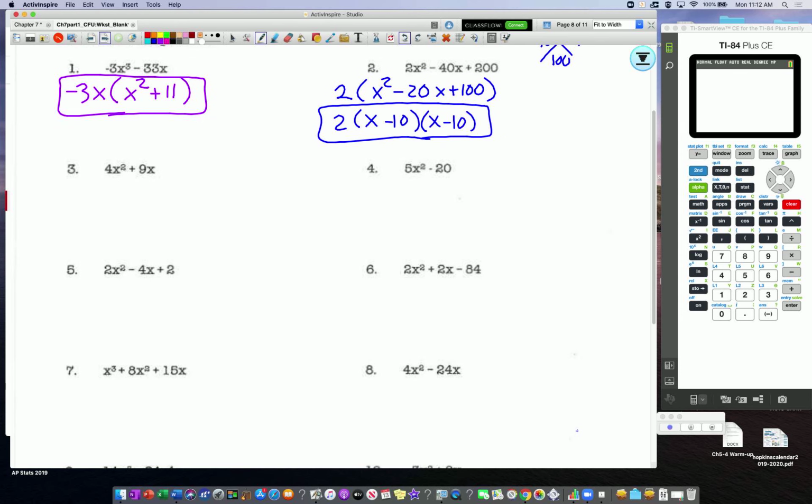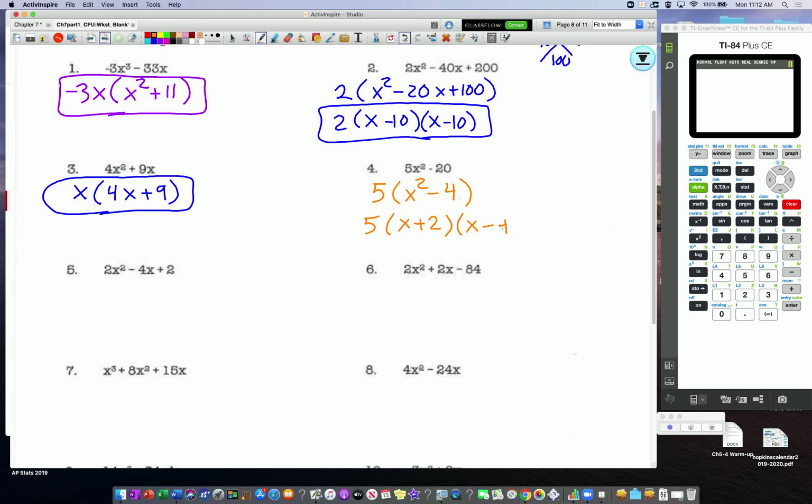Sweet. Moving right along. 4x squared plus 9x, they only share an x. So I'm left with 4x and a 9. They don't have anything else in common, not perfect squares or anything. So that one's all finished. Next one here. Let's see. They just share a 5. Left with x squared minus 4. Ooh, difference of perfect squares. So it's taking into account all the stuff I've learned before. Oops, I almost made a mistake there. x plus 2, x minus 2. And I'm good to go there.